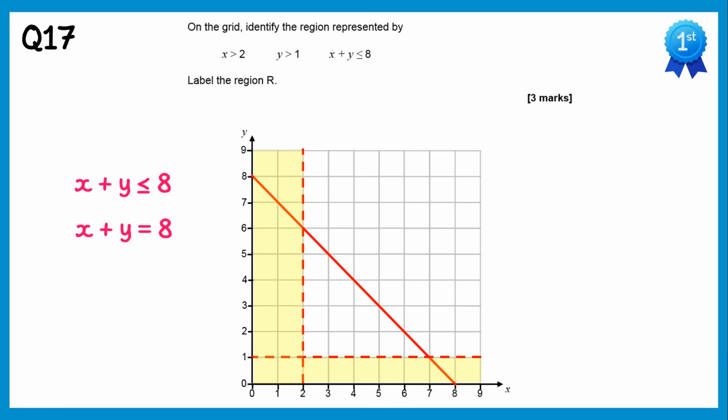It says everything below the line because it's less than, so we shade out above the line. And we're left with the region we want, so we label that R.